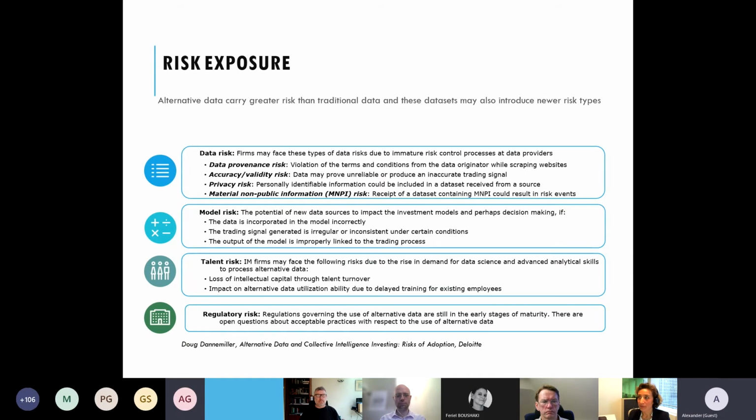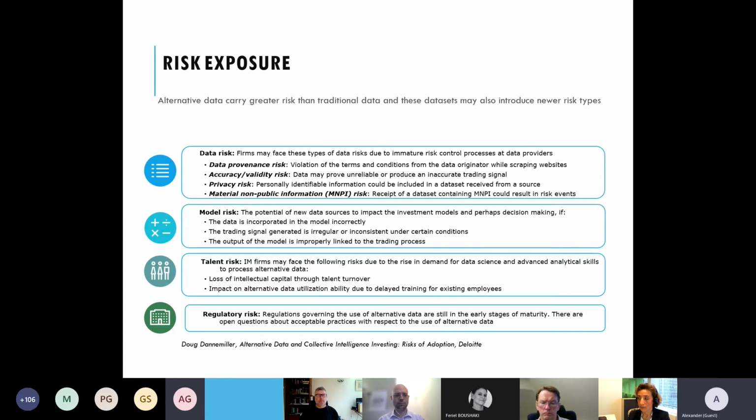Okay, as I said before, the data risks. Many of these things are new to the alternative data space: data provenance risk, accuracy risk, privacy risk, material non-public information. We have to be sure that we're not trading on insider information. Model risk, also in the traditional world there is model risk, but here it is augmented because you have models to also extract features, so you have to be careful here. Talent risk, how you find and retain talent. Data scientists are in short supply, and how you hire and how you retain them is also a big problem.